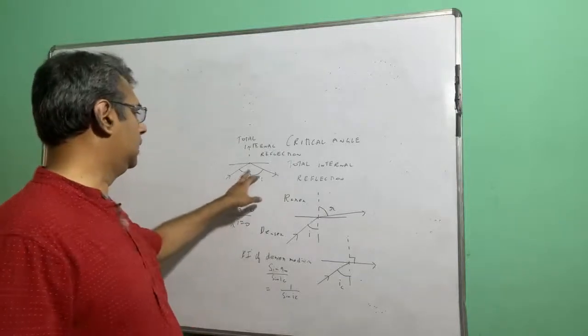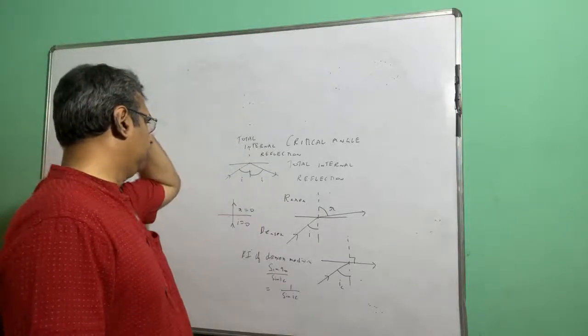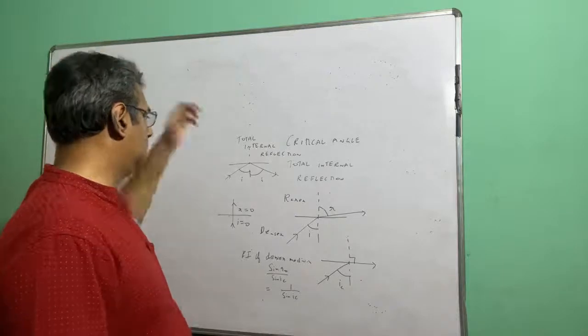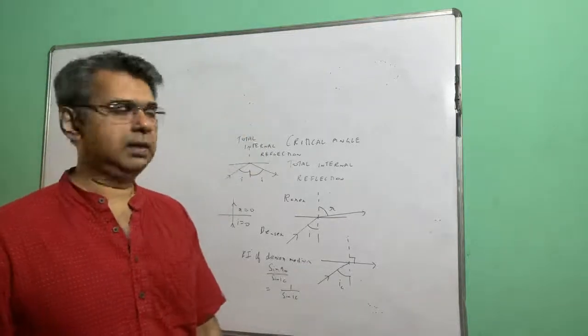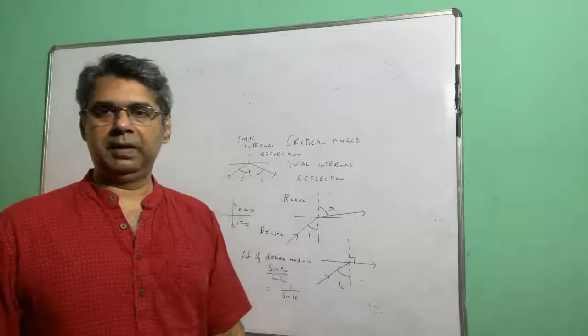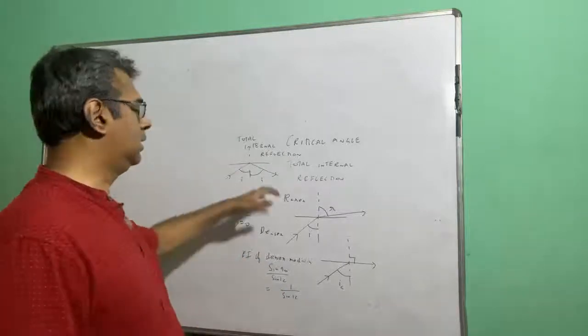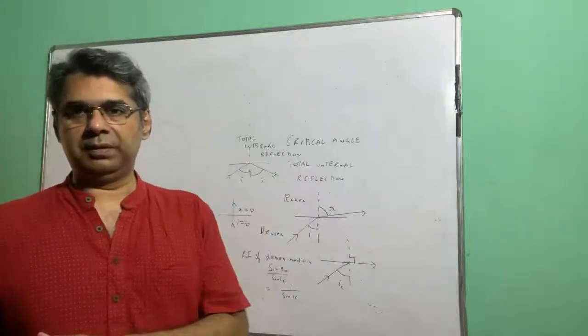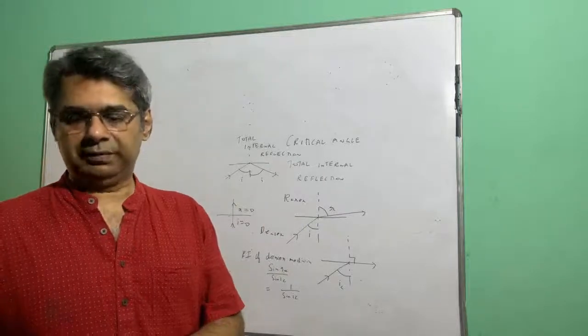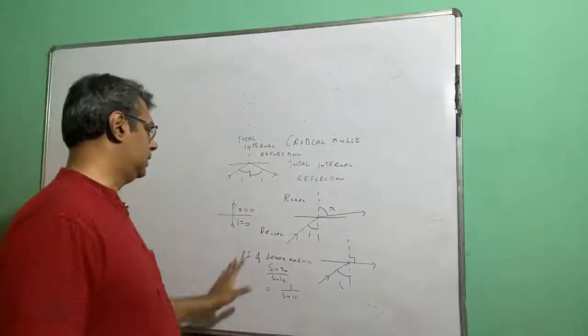So this is the incident ray, this is the refracted ray, and no part of the incident ray will go to the refraction side, the entire ray will reflect and come back. And why is it called total internal reflection? Because it is 100% reflection, there is no part of the ray which is refracted. Okay, so these are the things.